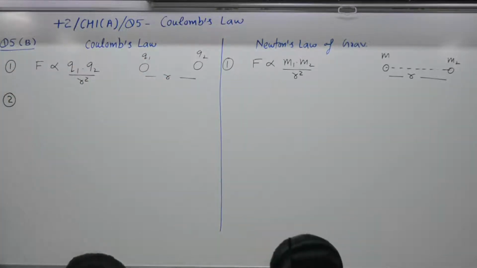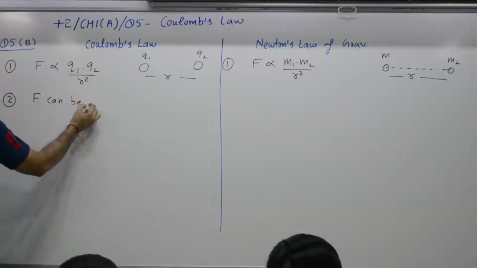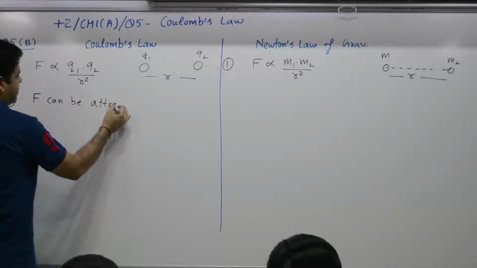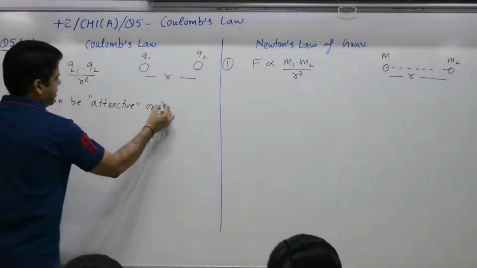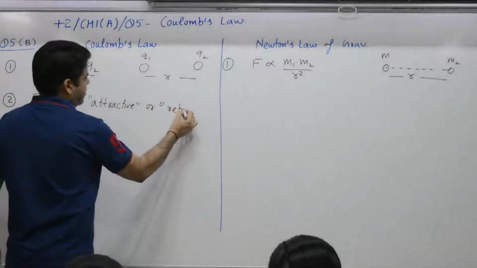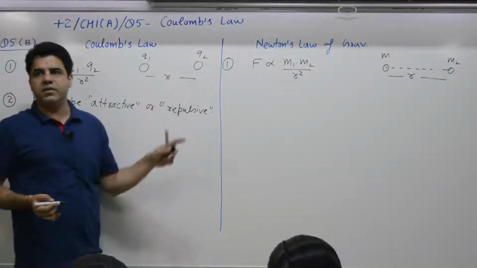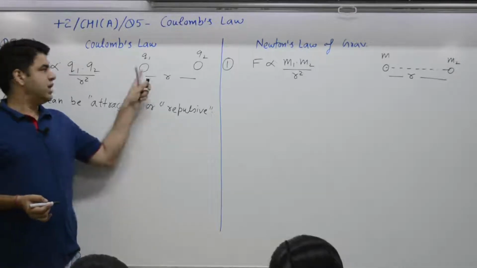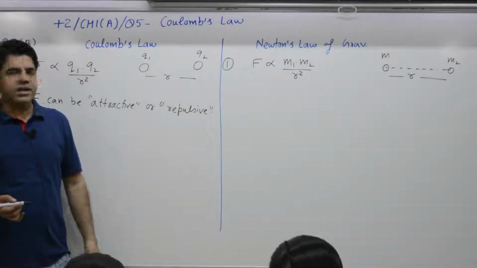Point 2, you need not write, first understand. F can be attractive or repulsive. How? If both are positive, repulsive. If both are negative, repulsive. If one is positive and the other is negative, attractive.